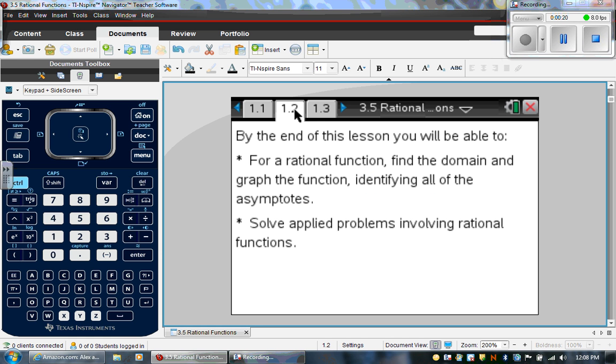All right, so by the end of this lesson, you will be able to, for a rational function, find the domain and graph the function, identifying all of the asymptotes. You'll also be able to solve applied problems involving rational functions. Now, this lesson may span a few days, so just be aware of that before we begin.